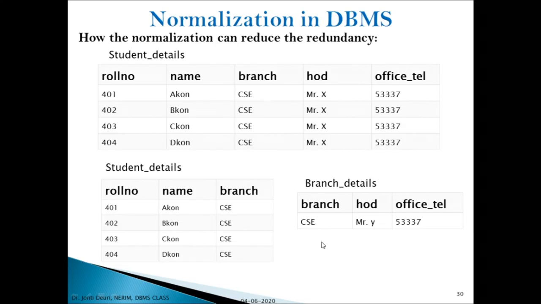So now, how are update anomalies solved? See, if some HOD is changed, instead of Y we can write Z. Only in this one place, if we change it, it will change for all the students. See, 401 CSC department. Now who is the HOD of the CSC department, Mr. Y, or if we change it to Mr. Z, it will come. So whatever information is there is related, right? For the CSC department, we just have to go to branch details, because it is pointing to this table. That's how it solves our anomalies.